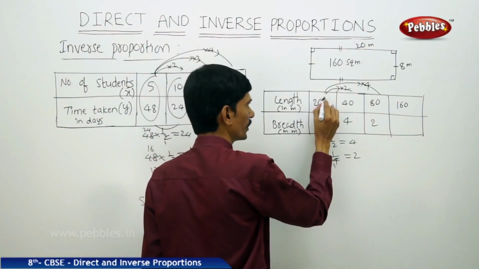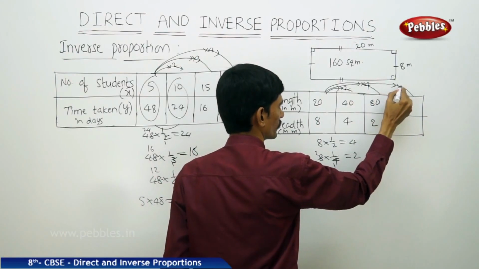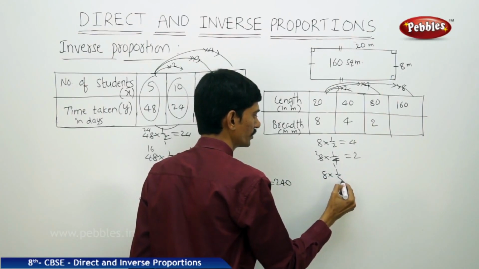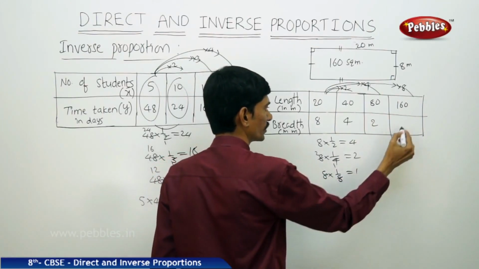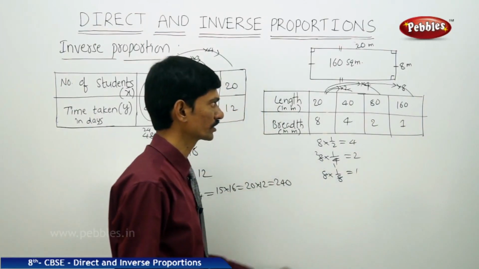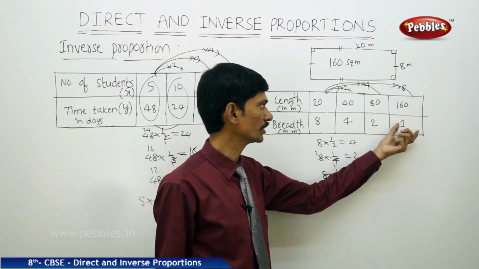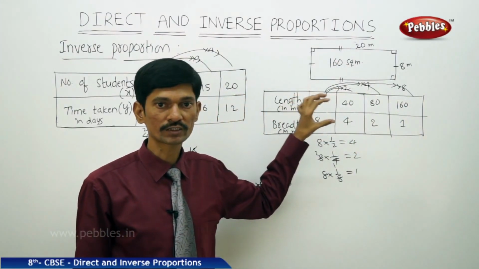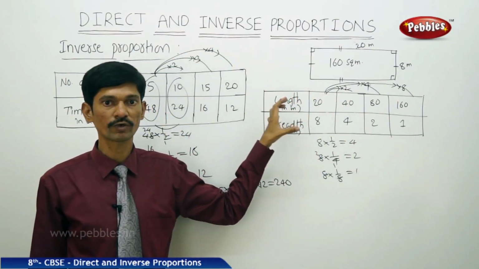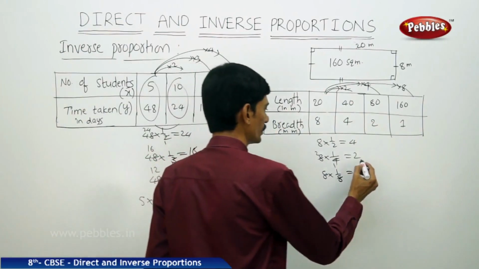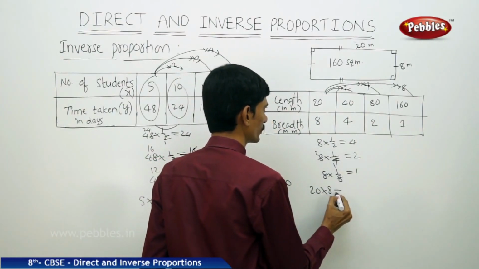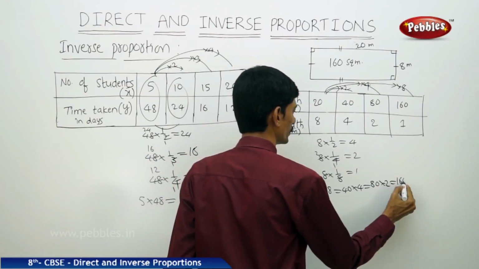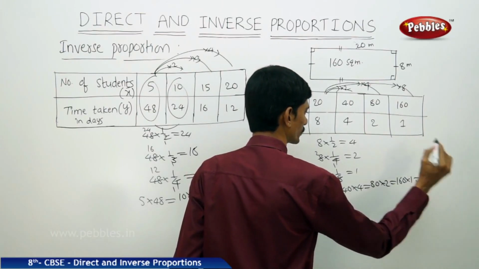So when the length is multiplied by 8, then the breadth is multiplied by 1 by 8. So this equals 1 meter. So in this case also the area of the rectangle, length into breadth, 160 into 1, is 160 square meters. So here also we can find that the product of the first quantity and the second quantity remains a constant. So here we can write that 20 into 8 equals 40 into 4 equals 80 into 2 equals 160 into 1, that equals 160 square meters.